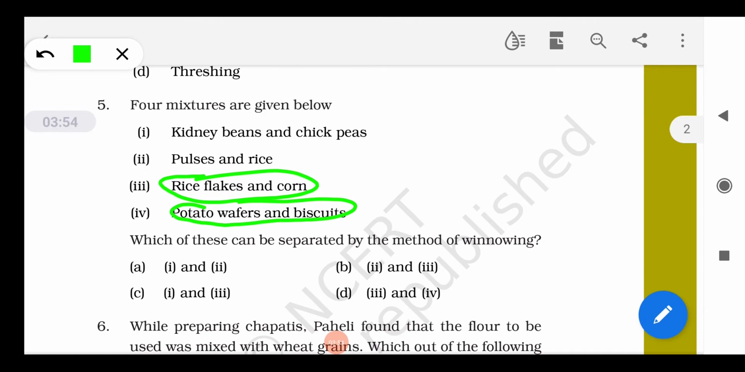Now what happens in winnowing? The winnowing method is used to separate the two components in which one is lighter and other is heavier. So you see in rice flakes and corn, okay, the rice flake is lighter, so it will flow away during the winnowing. And potato wafers and biscuit, again the potato wafers are lighter, so it can be separated by winnowing method. So third and fourth option means your option number D should be the correct one.